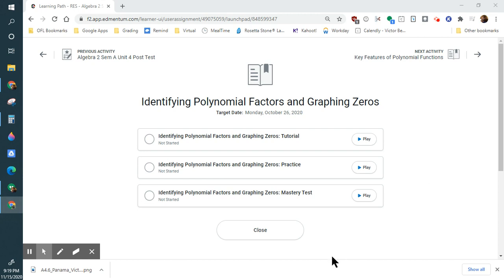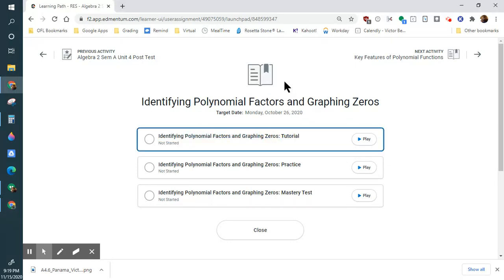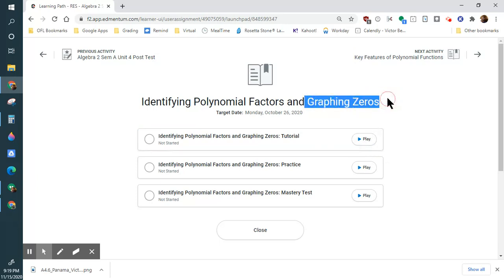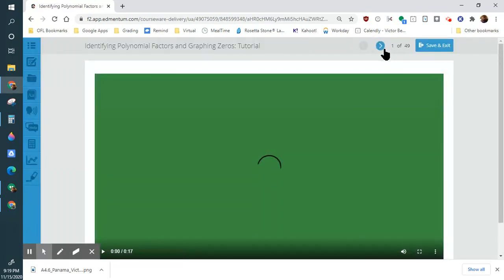All right, first module of Unit 5. Let's get started. We're going to be identifying factors and graphing zeros. So we've already had some experience with factors, with quadratics at least. Now we're going to be experiencing it with multiple polynomials, so this can go higher than power 2. Graphing zeros. These are just x-intercepts. So let's get into the actual lesson.